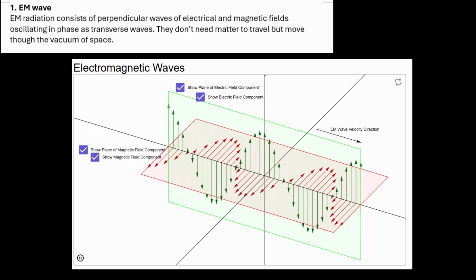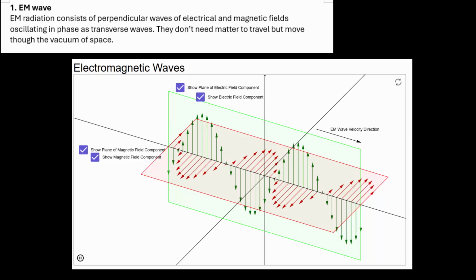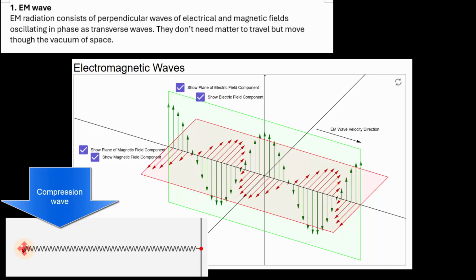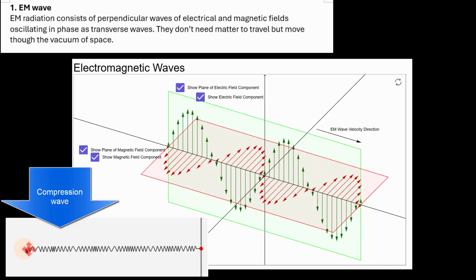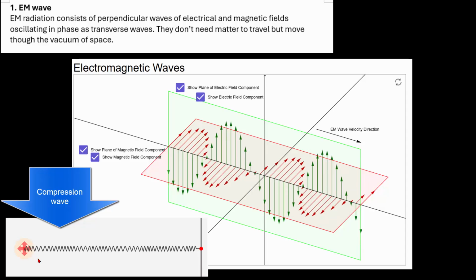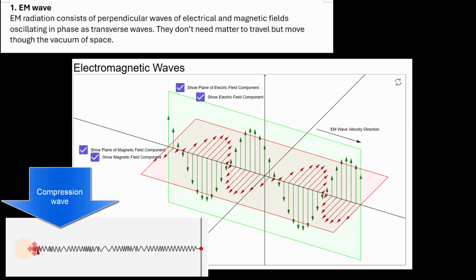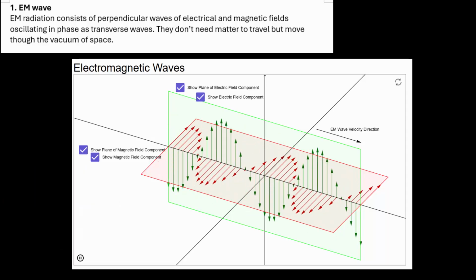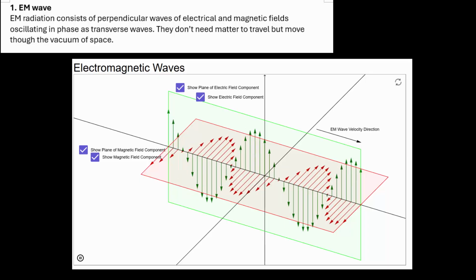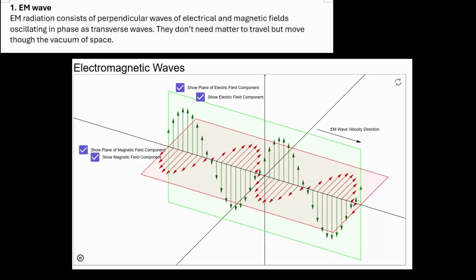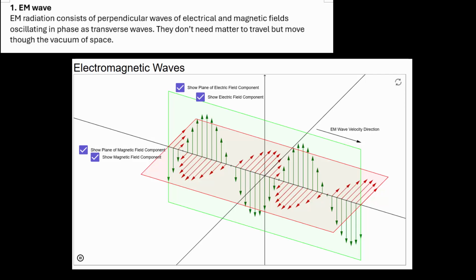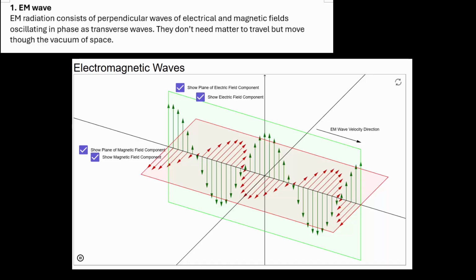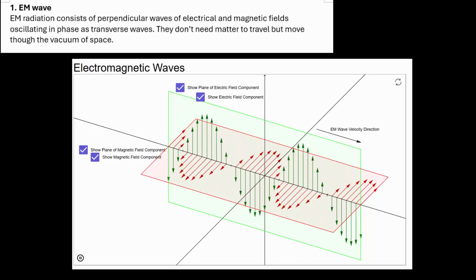And so that's a transverse wave because it's going up and down perpendicular to the movement, as opposed to a compression wave where the oscillations are in the same direction as the wave is traveling. Compression waves need a medium to move through, whereas electromagnetic waves can go through space. They don't need any particles to travel through.